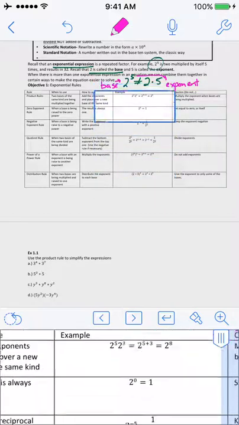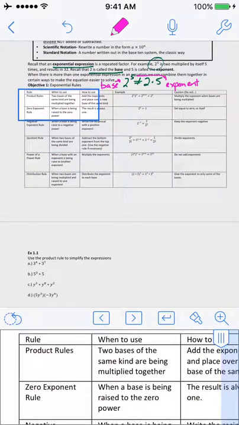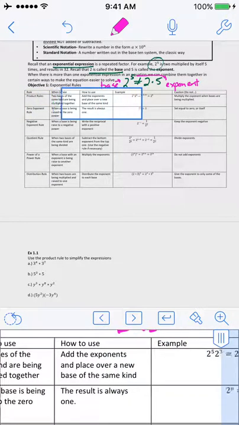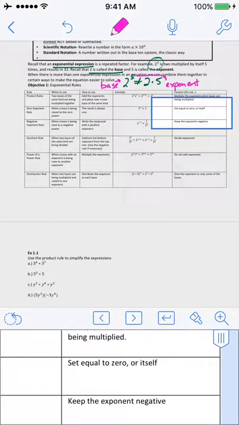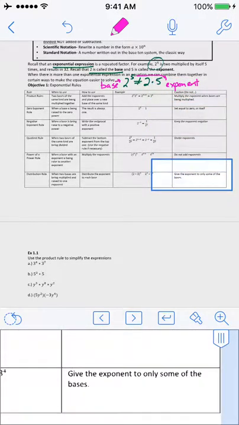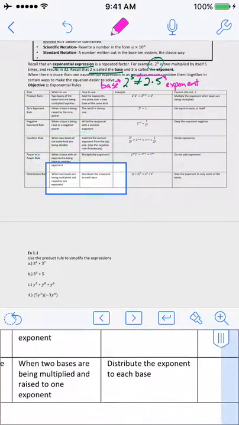You can see some examples right here. This table is for you for when you're doing homework, studying for your tests. It's got when to use, how to use it, examples, and be careful of what not to do. This last one is mistakes, so don't take this as what you should do. These are the mistakes people make, so watch out for that. How to use them is right over here.